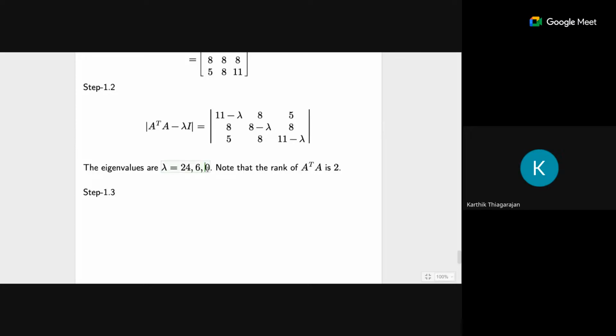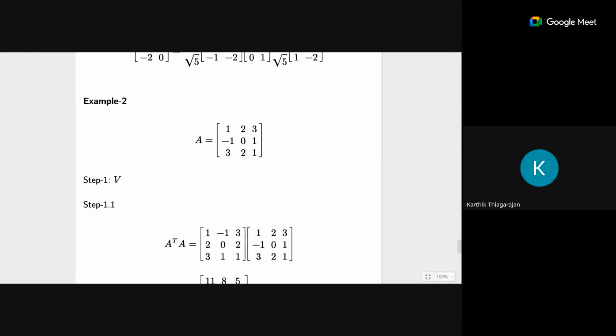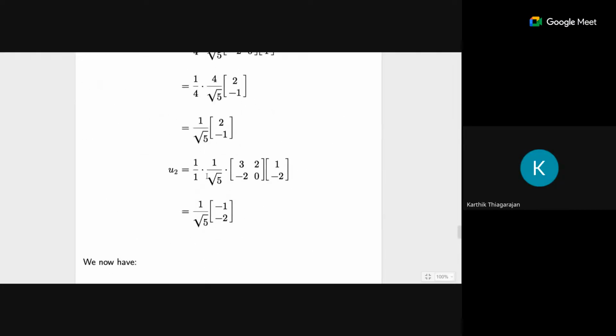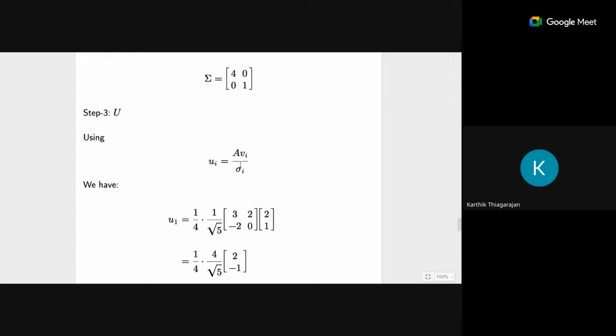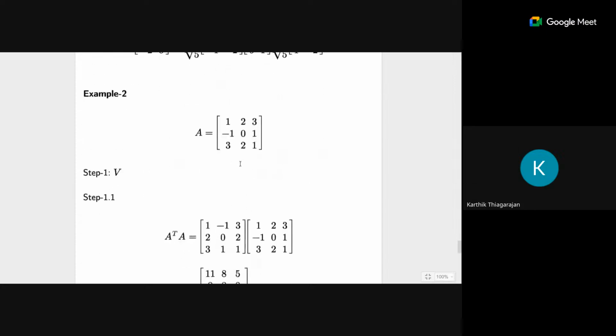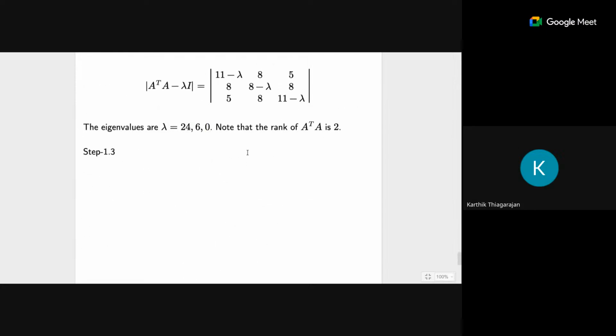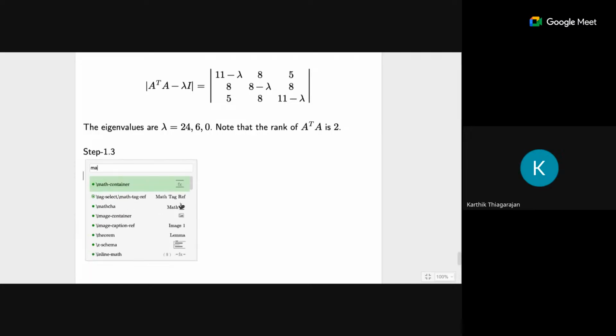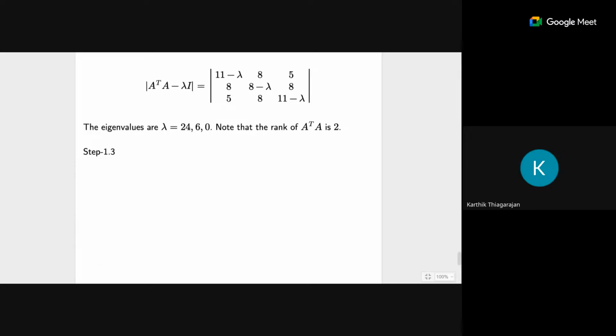So this is where you'll have a problem, which I was mentioning, right? You can't simply do AV by sigma for all 3 singular vectors. So you'll have to be careful here. These are V, right? So step 1.3 is finding out V. I'll write down the V for you. Solving for A transpose A minus lambda I times V equal to 0 will give you the following.